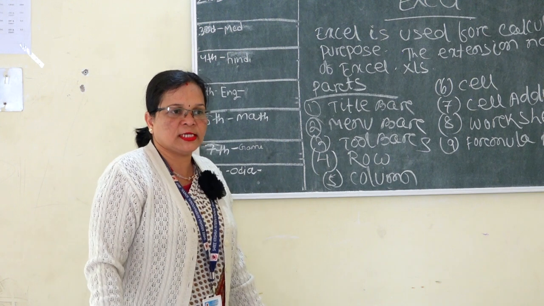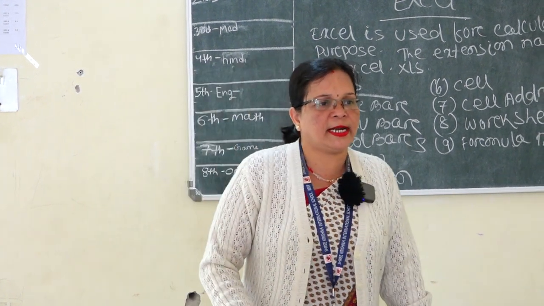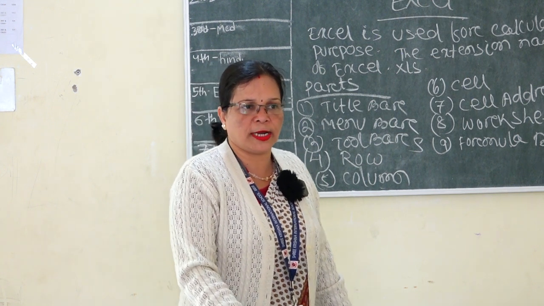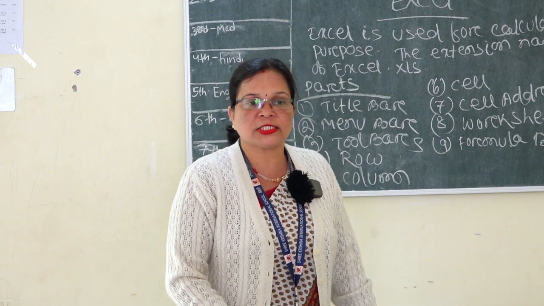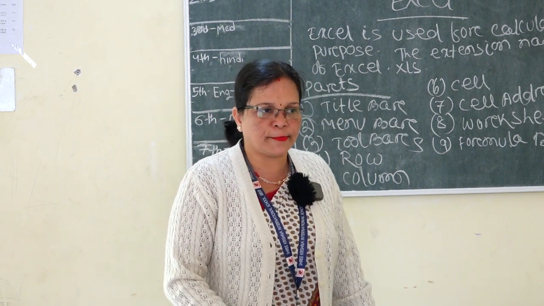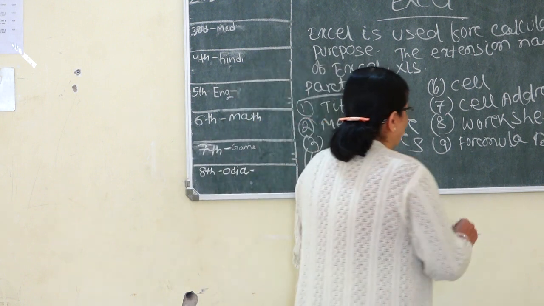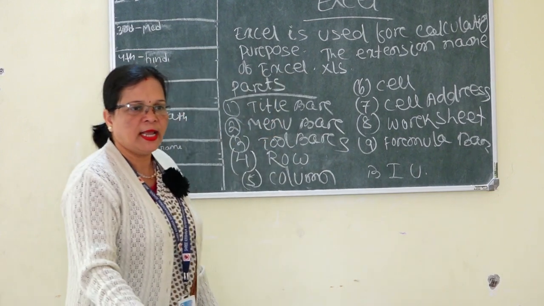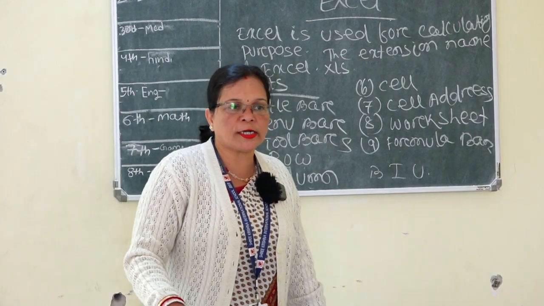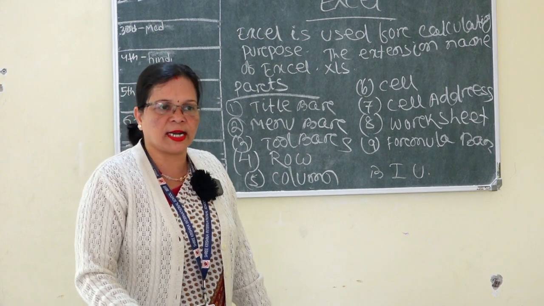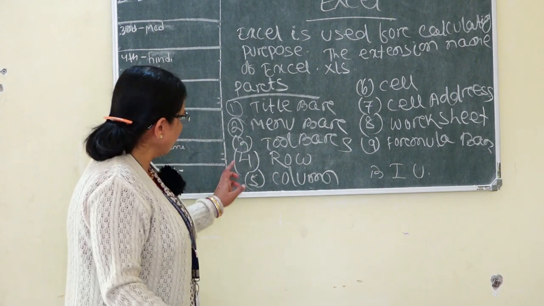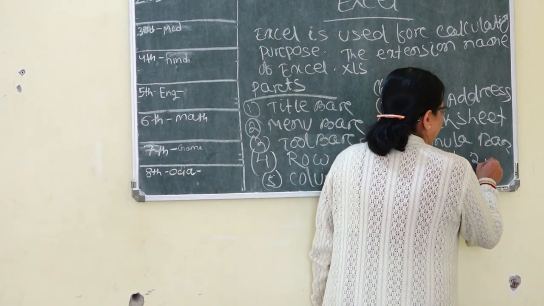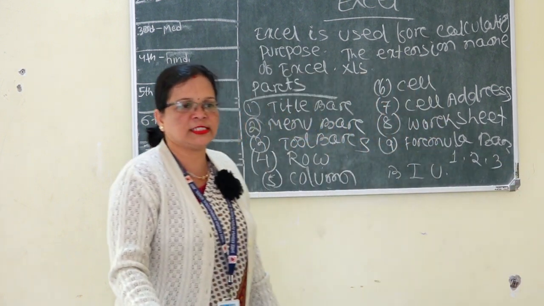Then what is toolbars? I have already told toolbar is divided into two types. One is your standard toolbar and another is your format toolbar. So how to identify which is the standard toolbar and which is the format toolbar? The line consists of your bold, italic, underline is known as format toolbar, and the line consists of your cut, copy, paste is known as standard toolbar. Now clear? Next is your row. Row means your 1, 2, 3, 4. These are known as rows.